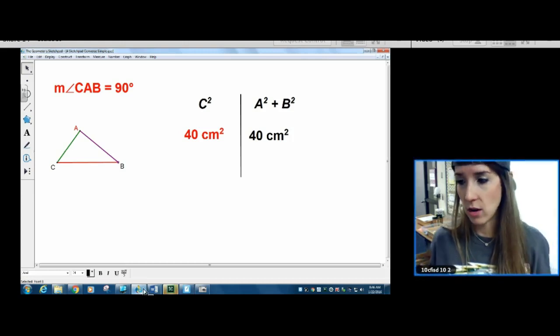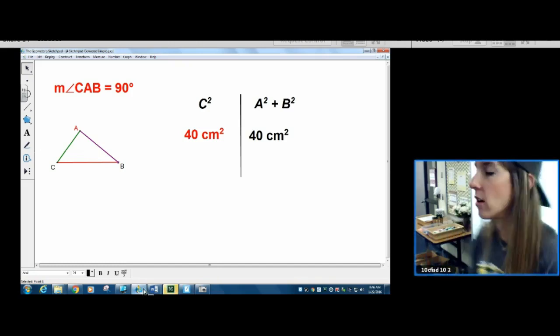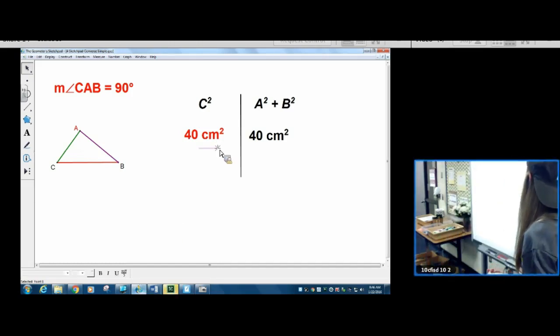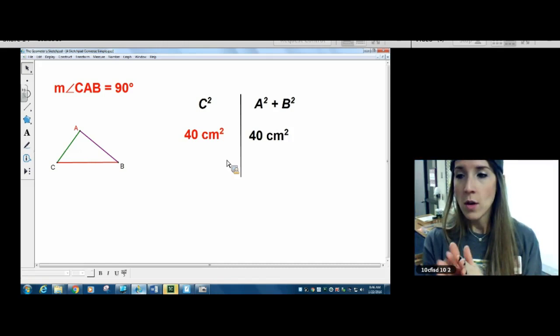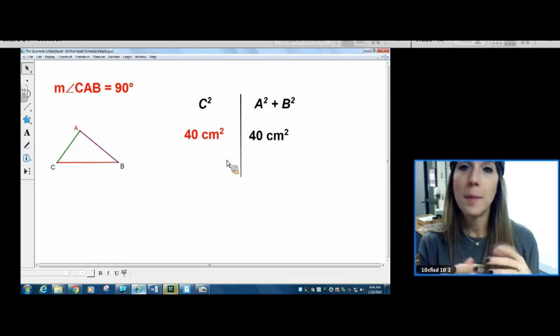It is a blank triangle. Yeah, it's a right triangle. So we know it's a right triangle. And take a look: c squared equals a squared plus b squared. Okay, now I'm going to manipulate this triangle and turn it into a triangle that's not a right triangle.